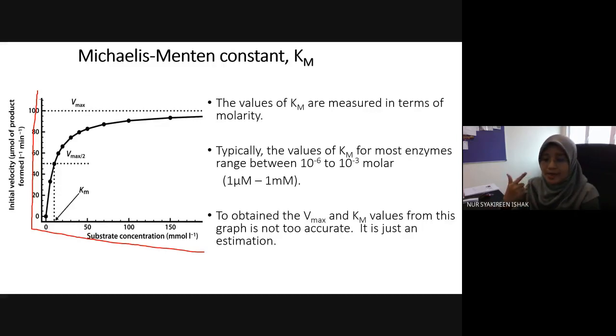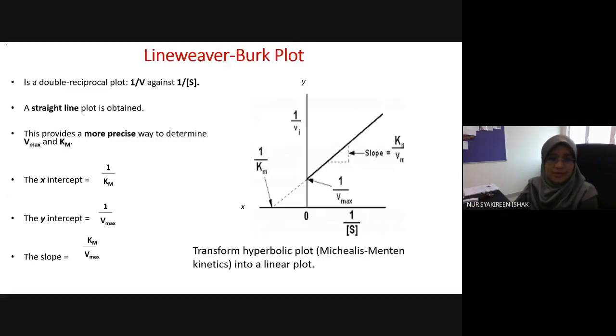Okay, how to obtain the accurate value for Vmax and also Km? You have to convert this graph into a Lineweaver-Burk plot. Okay, convert this graph into a Lineweaver-Burk plot. What is the Lineweaver-Burk plot? It is a double reciprocal plot. Double. Why is it double? Because you have to take 1 over each value of velocity and substrate concentration. Okay, so the y-axis is 1 over v, the x-axis is 1 over substrate concentration. Okay, so that's why we call it a double reciprocal plot.